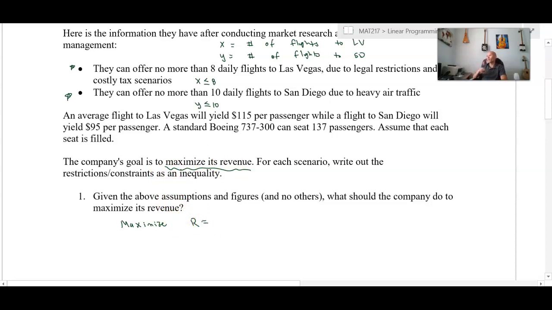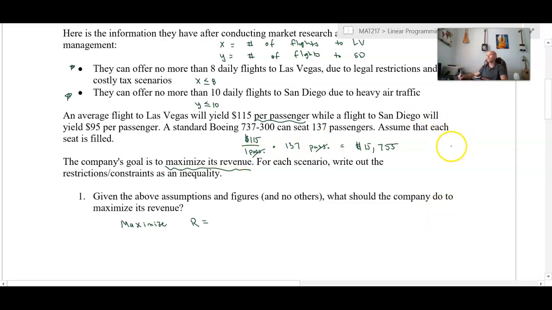Well, the revenue is $115 per passenger per flight, but we can seat 137 passengers. So first of all, we want to figure out how much we're going to make on each flight. This is just per passenger. So if it's $115 per one passenger, and we multiply that by 137 passengers because we're assuming we fill the flight, 115 times 137 suggests that we're going to get $15,755 in revenue from flights to Las Vegas.